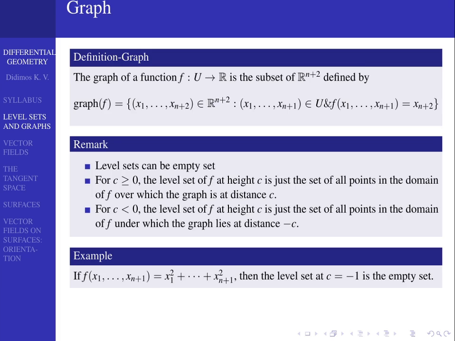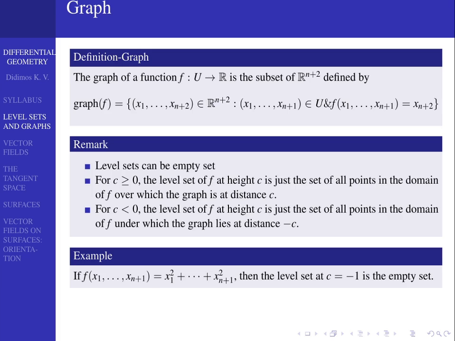If c is greater than or equal to 0, the level set of f at height c is just the set of all points in the domain of f at which the graph is at distance c. For c less than 0, the level set of f at height c is just the set of all points in the domain of f under which the graph lies at distance minus c. Okay, these are some conventions, so we need to accept this to follow this book, or at least a differential geometry course. Now we can see some examples.